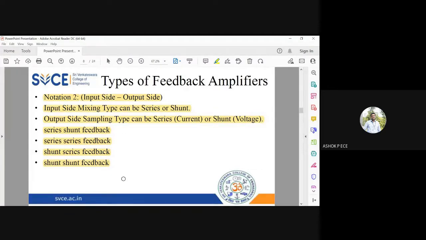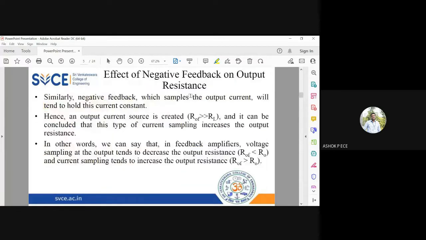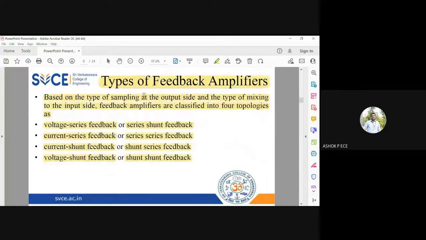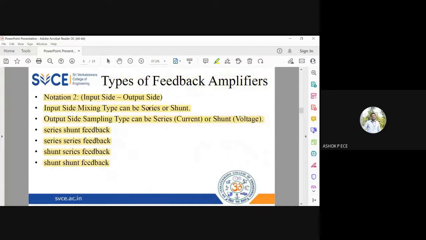So you can see four combinations for input and output resistance. Both are decreasing, both are increasing. Input is increasing, output is decreasing. Input is decreasing, output is increasing. So you can say the input and output resistance values just from the notation of the amplifier. We have studied the theory regarding this yesterday, but without theory, if you want to say it easily from the name of the feedback amplifier, you can do so. So from this, you can clearly say what will happen to the input side and output side of your amplifier. Accordingly, you can say whether it is going to be increasing or decreasing.